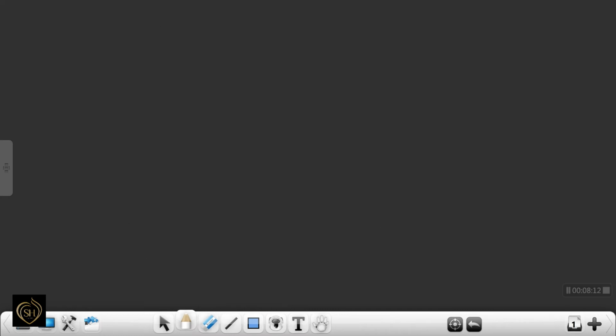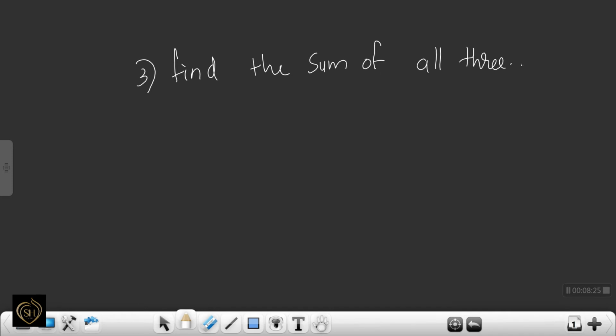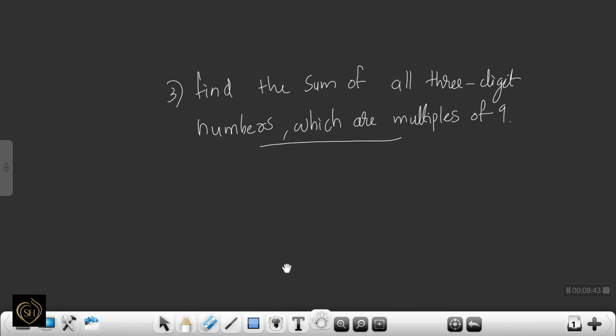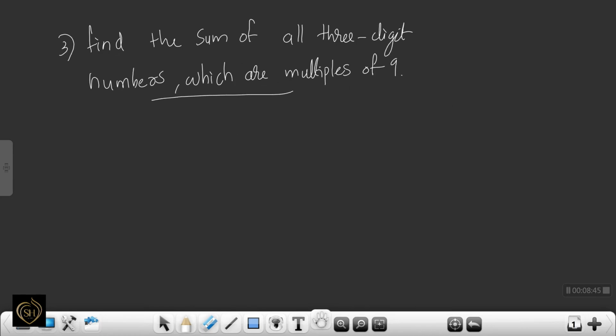Next question. Question number 3. Find the sum of all 3-digit numbers which are multiples of 9.